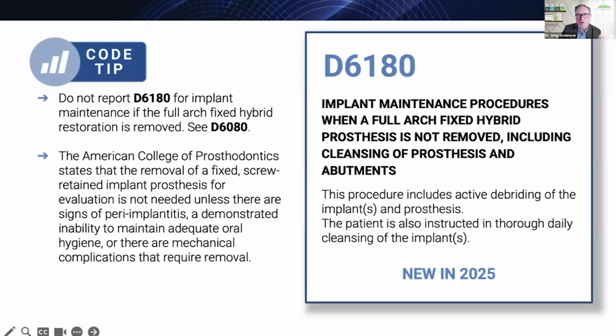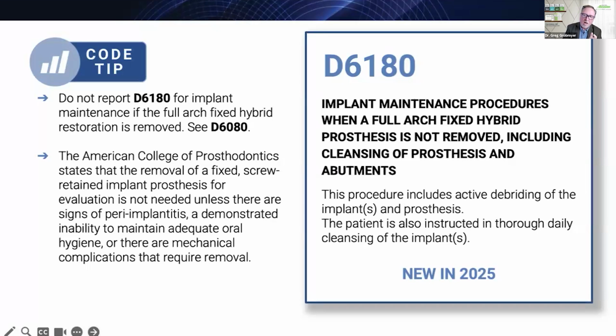6180. This is a new code for this year. So we talked about 6080 implant maintenance a while ago, where you took everything off, you clean it, you inspect it, you put it back together. Well, this is also implant maintenance for a full arch fixed hybrid prosthesis. So that's all on X. Still that. But this is when you don't take it out, when you leave it in place.